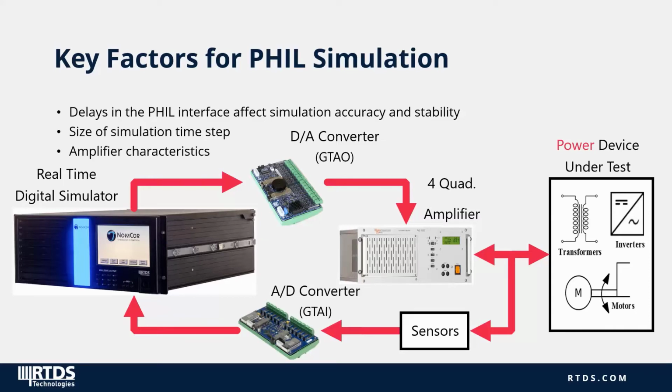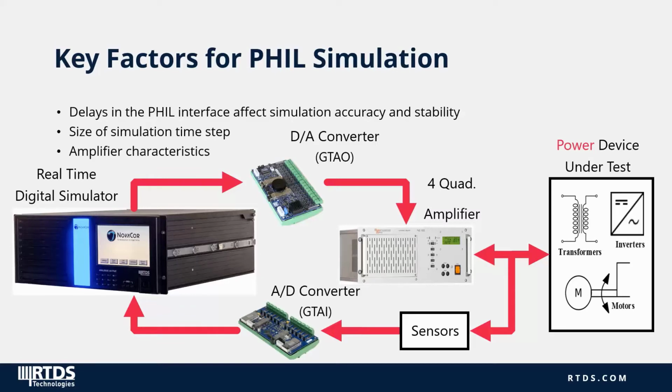So what we can do is look at each of the individual components that build up this interface and identify what impact they might have. In this diagram here, we're showing an interface that uses an analog output, an analog input card, as well as some sensors and a four-quadrant amplifier. Each of these components that build up the interface are going to contribute some imperfections to the interface. These are things like time delays or perhaps even some noise. All of these imperfections need to be taken into account so that we can understand how they impact the simulation results.